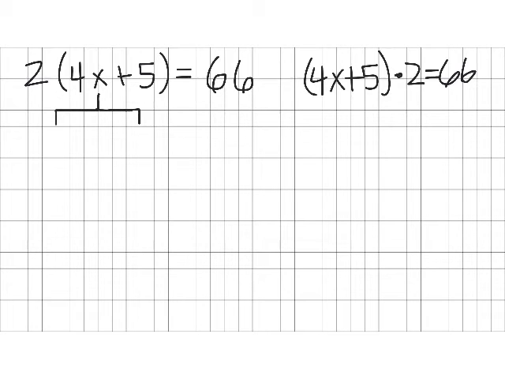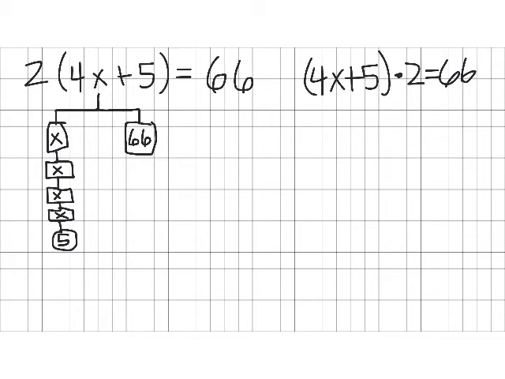Now, I like using a tape model, but I'm going to do one with a hanger too, because I know some of you really prefer a hanger diagram. Okay, so on one side I have 66. That side's easy. On the other side I have a lot of stuff going on. I have 4x plus 5: there's an x, and then an x, another one, and another one, and then I have a 5. But I have to double that, so I have to do it again. So now I'm going to do 4 more x's.